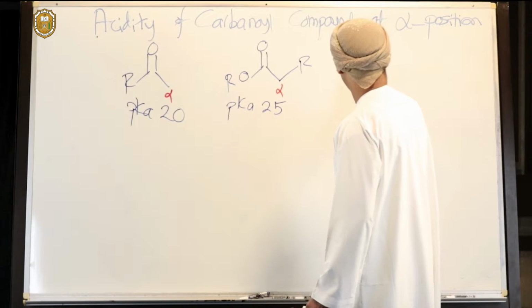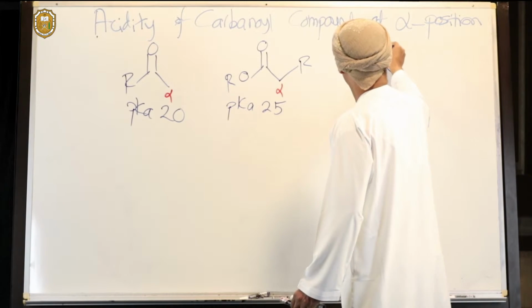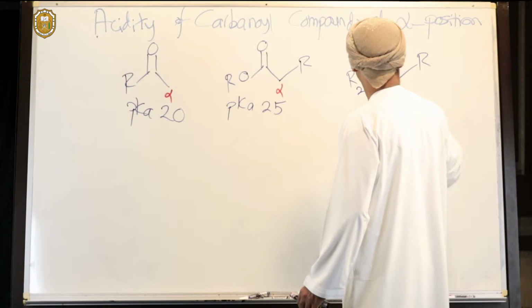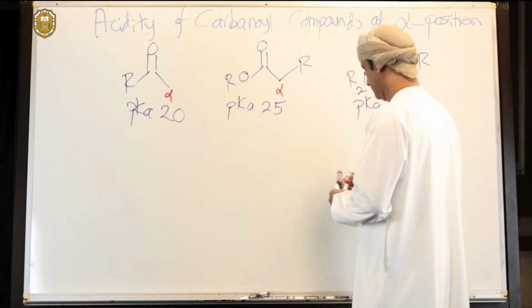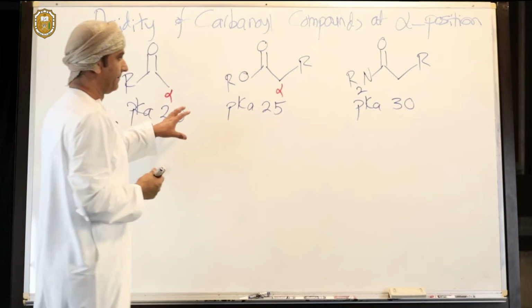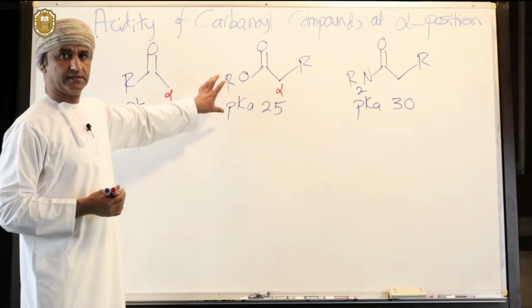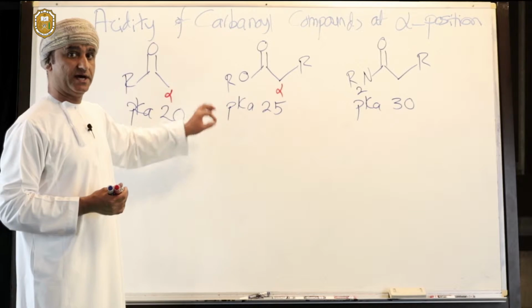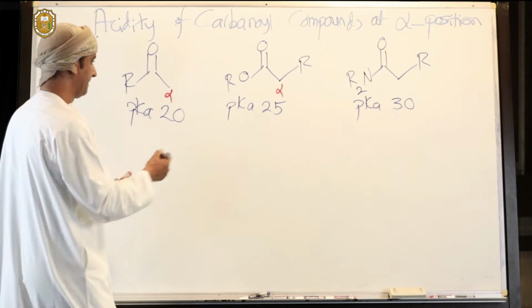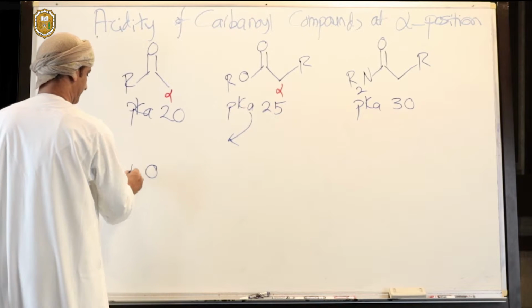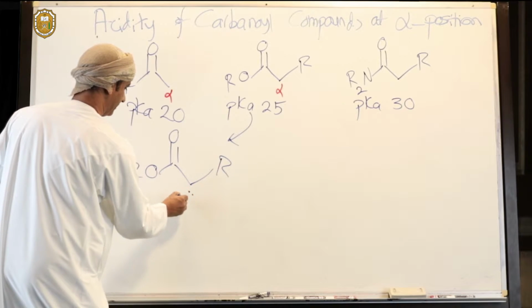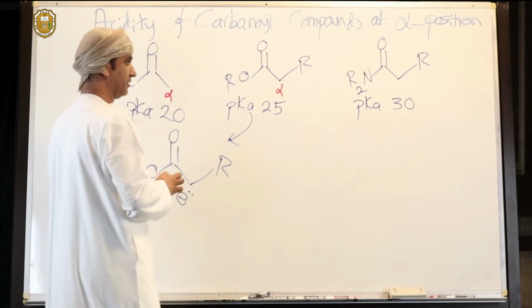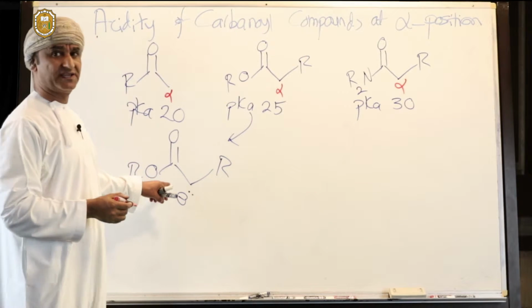Now, for amides, the pKa is about 30. Now, if we draw the carbanion of esters, we would get this. So this is the alpha carbanion. Obviously that carbon is the alpha position. So this is the alpha carbanion of esters.